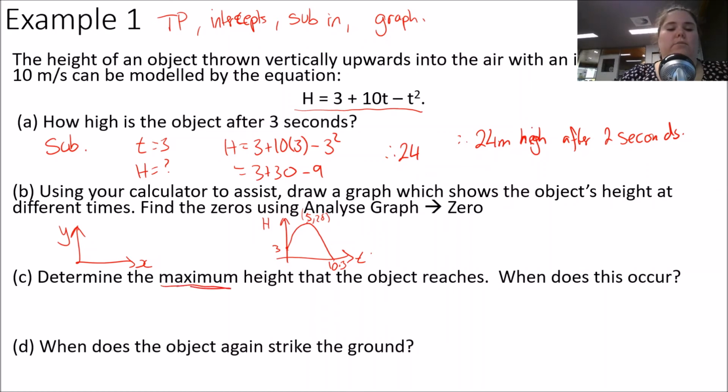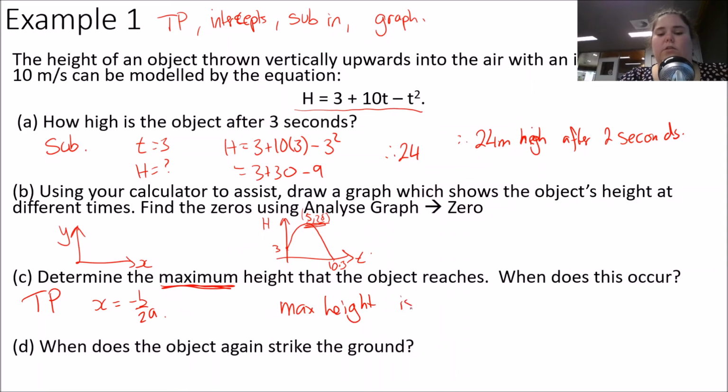Determine the maximum height. If a question asks about a minimum or a maximum, it is just asking for the turning point. So you can find it on a graph, you can use your x equals negative b on 2a, you can use all sorts of things to find it. But for this one, we've already found it because we did our graph. So I know the highest height, max height, is 28 meters after 5 seconds.